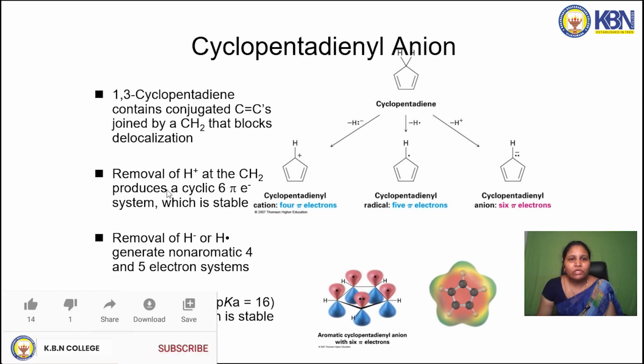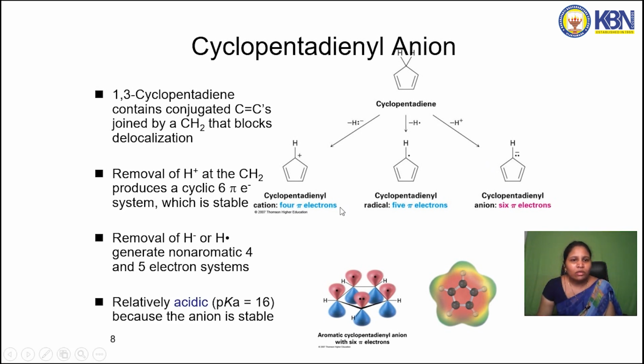The cyclopentadienyl anion is obtained by the removal of H+ ions from cyclopentadiene. Whereas the cyclopentadienyl cation and cyclopentadienyl radical are obtained by the removal of H- ions and H radical. But these two are not aromatic. Why? Because they contain an even number of electrons and they are not in conjugation, hence these two are not aromatic.